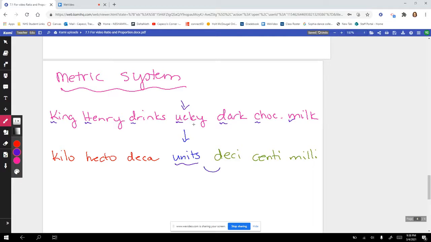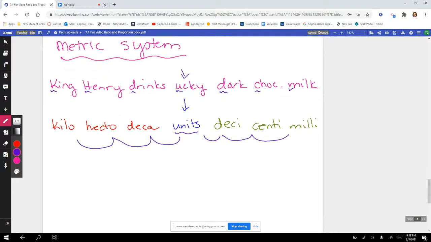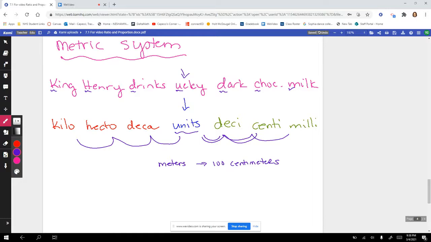And each way I go, this is getting smaller, right? I'm moving my decimal point one spot. These right here are getting bigger, and so we're multiplying those by 10. Again, moving everything one decimal. So for instance, if I'm looking at meters and I want to know how many centimeters, we know that 1 meter is 10, 100. So it's 100 centimeters because meters is bigger than centimeters. So you need 100 of those to put together to get to a meter.